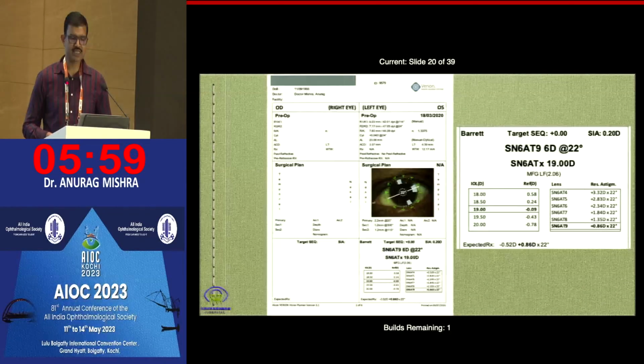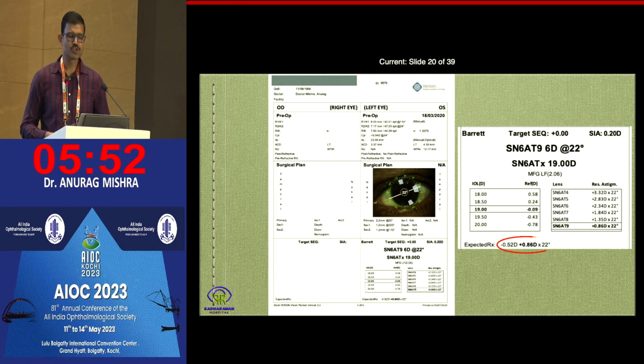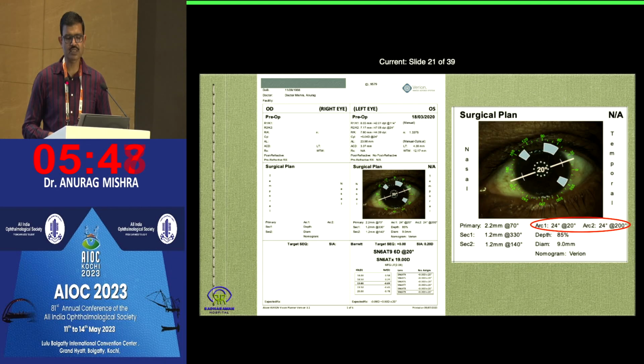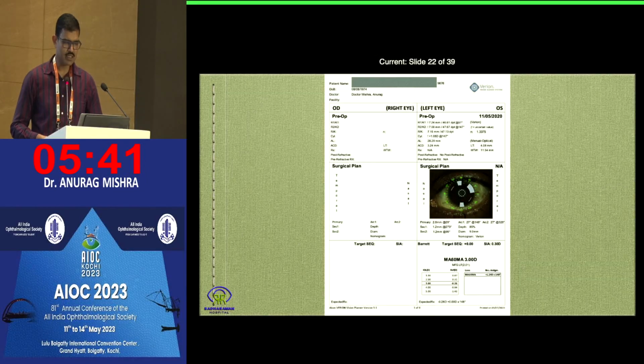This is another patient's example who needed a T9, but still there was some residual. This patient also chose a femto platform, so we planned the arcuate incisions accordingly. The only thing that changes is the arc length, from 22 degrees in the previous case to 24. The depth is 85%, and the diameter is still 90%.